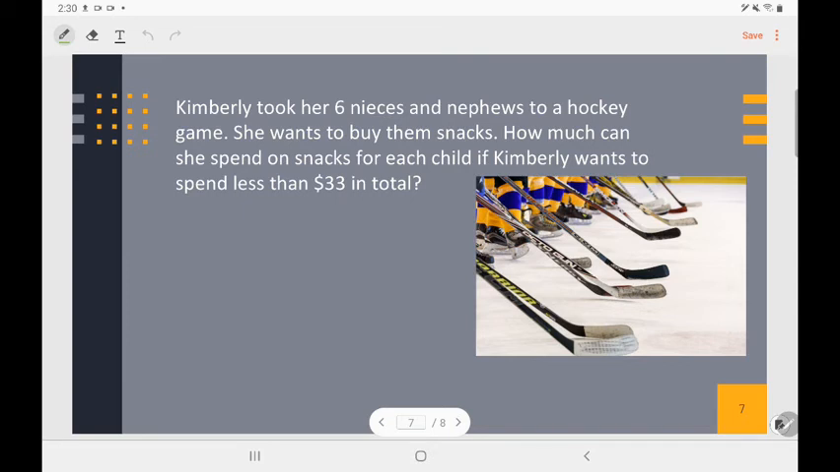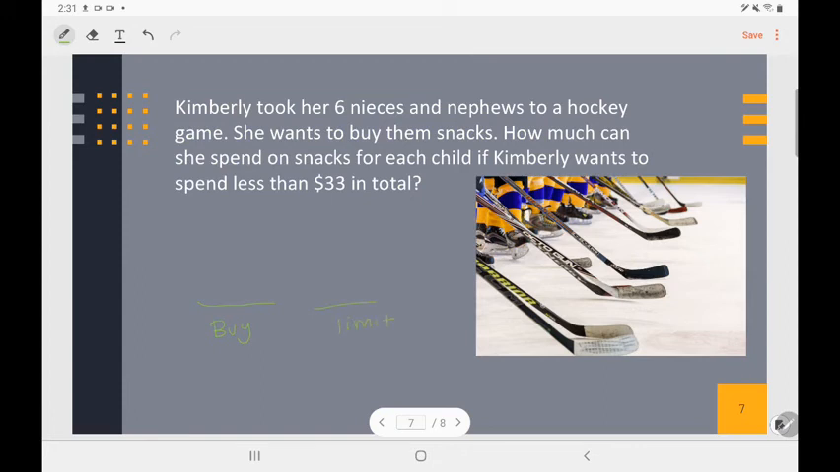Let's do some story problems. Kimberly took her 6 nieces and nephews to a hockey game. She wants to buy them snacks. How much can she spend on snacks for each child if she wants to spend less than $33 in total? So here's how much Kimberly's going to buy, and here's her limit. And let's put that on there.